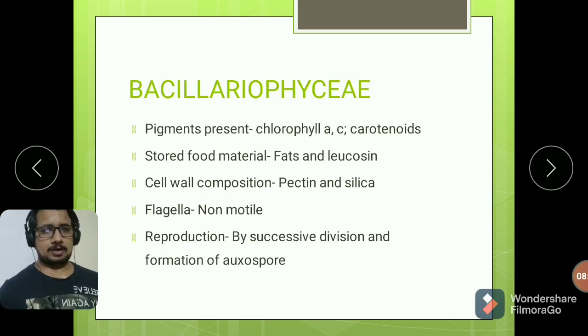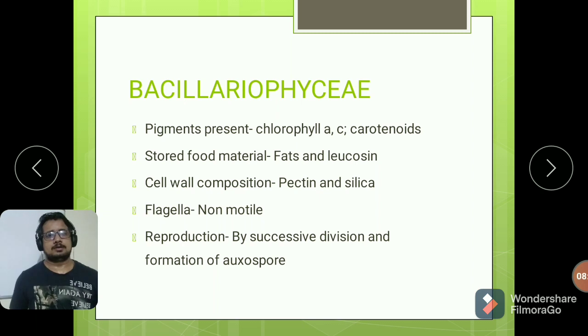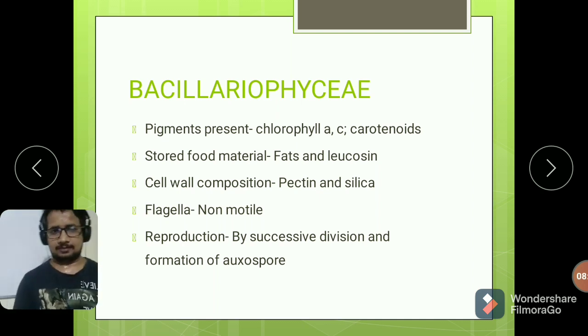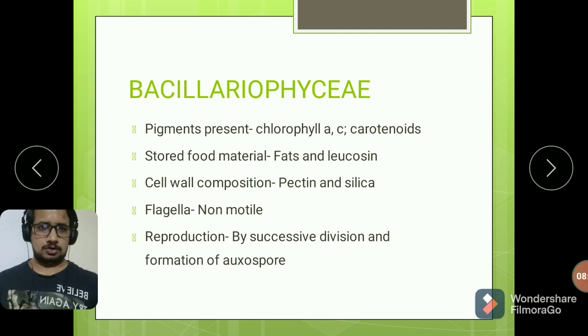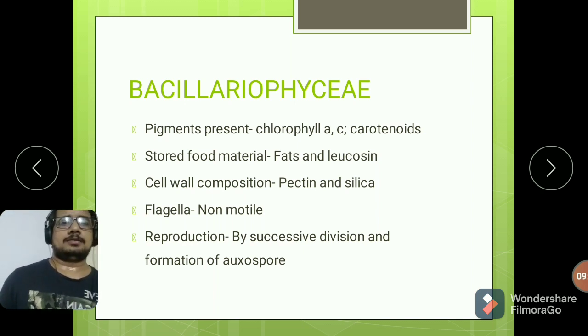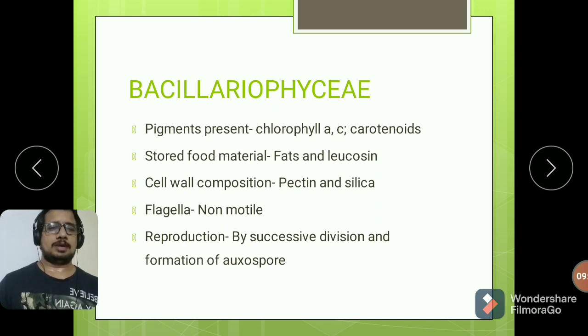The next class is Bacillariophyceae, which is also called diatoms. They are very unique in their ornamentation. They are morphologically very attractive when you see them under SEM, that is the scanning electron microscope. The pigments present in them are chlorophyll A, C, and carotenoids. The food material stored is in the form of fats and leucosin, while the cell wall composition is pectin and silica. The flagella are absent and hence they are non-motile. Sexual reproduction is mostly absent in them. Successive division or fission is the only possibility of reproduction or division in them.